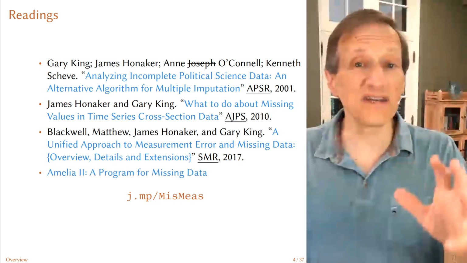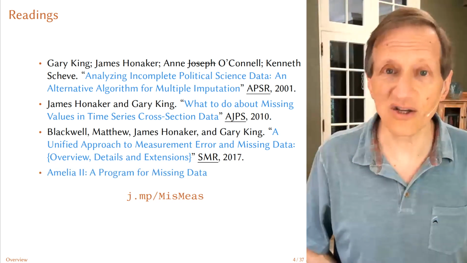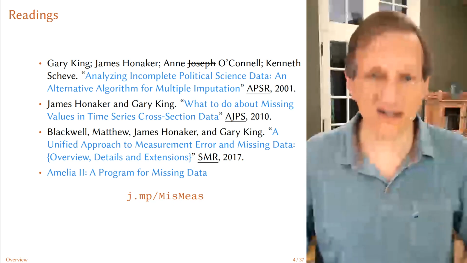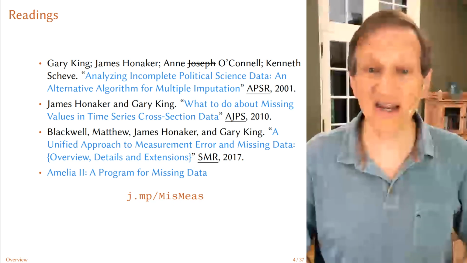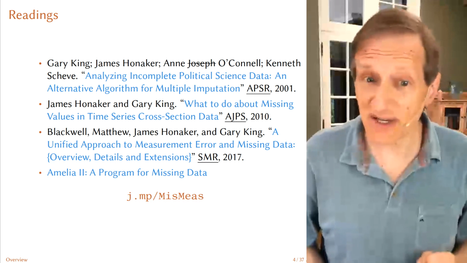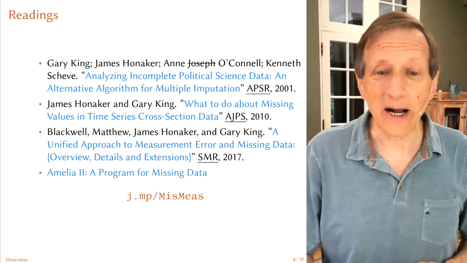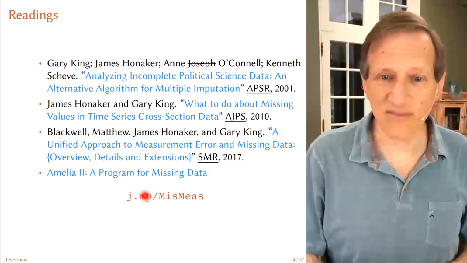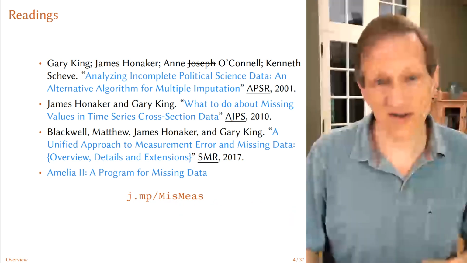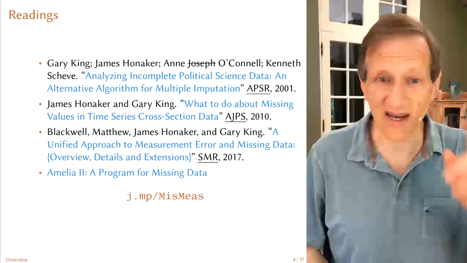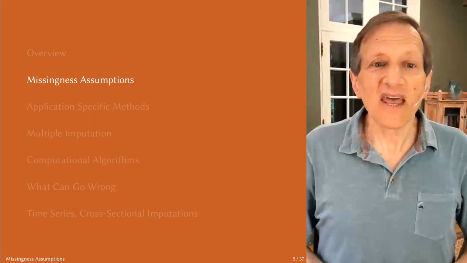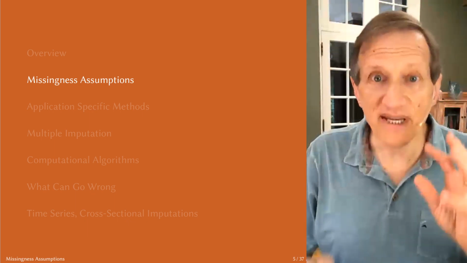Okay, all of these are implemented in a quite easy to use computer program called Amelia. It's now Amelia 2, a program for missing data. Amelia is named after that famous missing person, right? Okay, so all these are available at this website, which is also a particular page of my website, garyking.org. All right, so now we're going to focus on missingness assumptions.